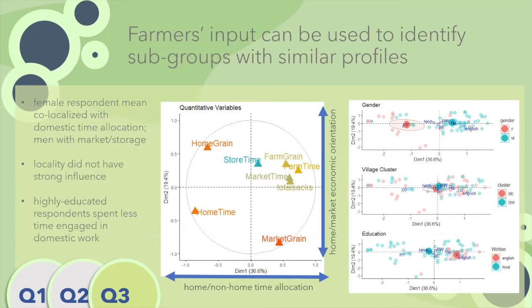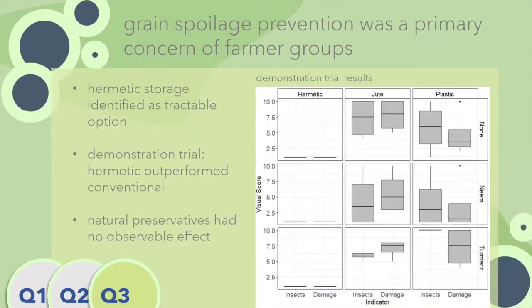And actually this, together with the farmer activities, enabled us to form interest-based affinity groups in each village that were tasked with workshopping intervention ideas and coming up with solutions that they wanted to test. And so one of the major findings of that whole process was that grain spoilage prevention was a major concern of all the farmer groups, where hermetic storage was identified as a tractable intervention option because hermetic storage sacks are a good analog to the existing sack-based storage infrastructure.